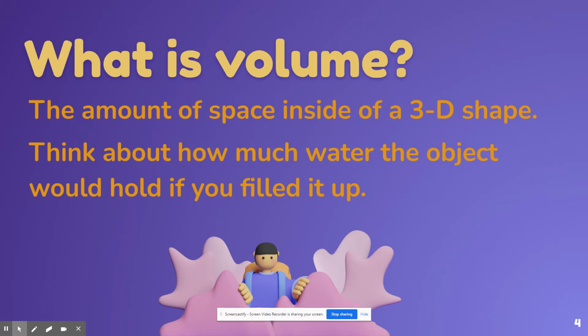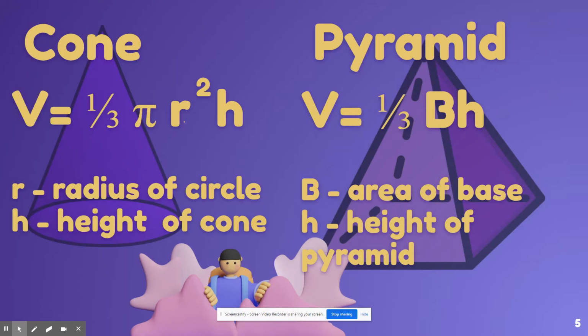So what is volume? Volume is the amount of space inside of a 3D shape. Think about how much water the object would hold if you filled it up. So it's the things inside of it. Like if you fill a cup up with water, the water is the volume. A cone has a formula of volume equals 1/3 times pi times radius squared times the height. And a pyramid is 1/3 times the area of the base shape times its height.